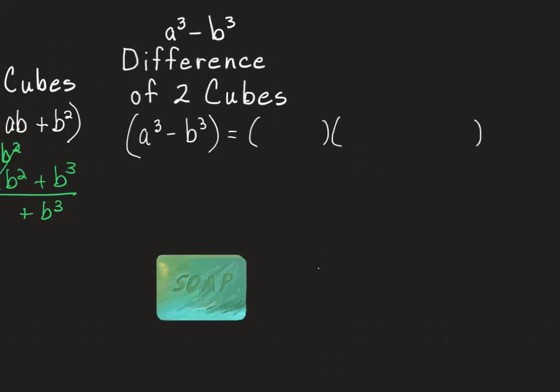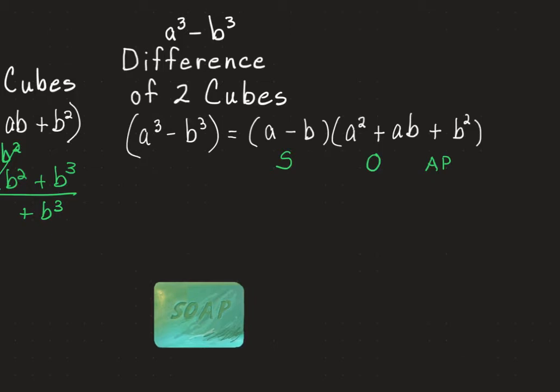So I take the cube root of the first term. I keep the sign the same. I take the cube root of the second term. Now I'm going to refer back to this binomial factor as I build my trinomial. I take the first term and I square it. I take the opposite sign. I multiply the first term times the second term, and then I add, because it's always positive, the last term squared. I applied my memory aid, SOAP. Let's see if it is valid.